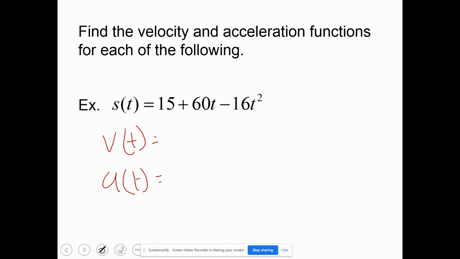So why don't you first take the derivative of the position function. That'll give you velocity. And then once you have the velocity, take the derivative of that for acceleration. And there's what your two functions would be.